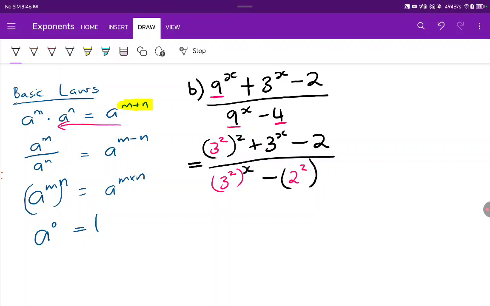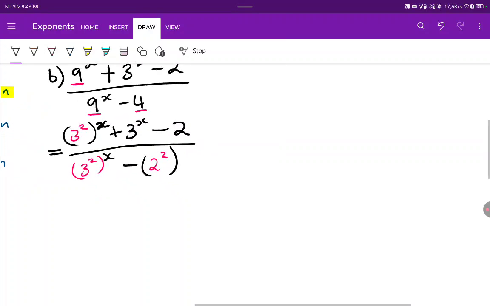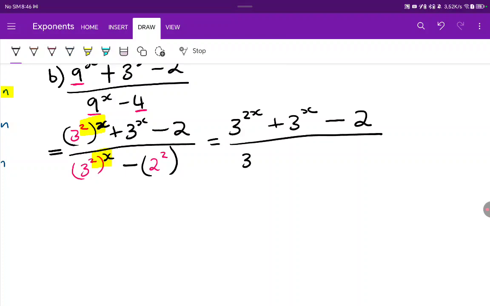Now, the reason why this is deemed a challenge is because now the question is, what do you have? So let's simplify this one. If we multiply power to power, that's the only part that we're going to change. So we're going to have 3 to the power of 2x plus 3 to the power of x minus 2, divided by 3 to the power of 2x minus 2 to the power of 2.